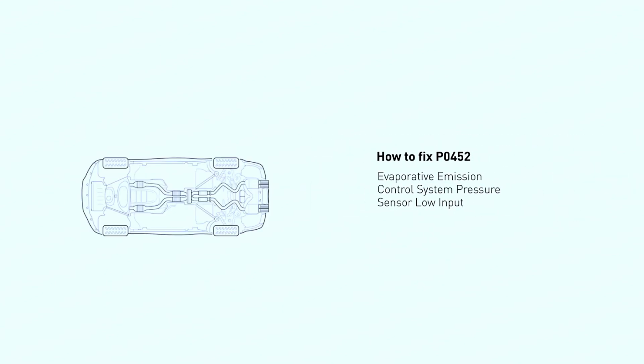The P0452 code means that your car's computer has detected a problem with the Evap system. This system is designed to capture and prevent unburned fuel vapors from escaping into the atmosphere. It does this by storing fuel vapors in a charcoal canister and then purging them into the engine to be burned during normal operation.